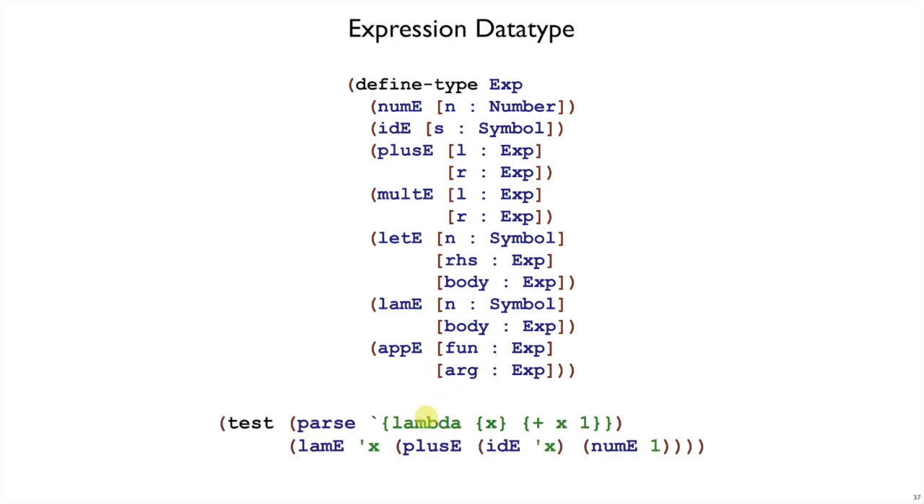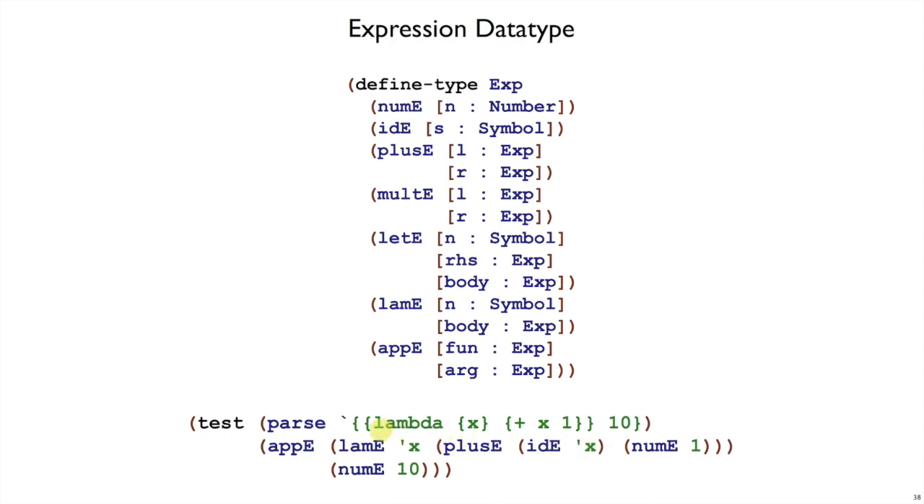For example, if we parse this curly expression as an S expression, lambda x plus x 1, then we generate a lam e, right? That outer expression is a lambda represented by a lam e. Lam e has two parts, the name of the argument as a symbol, right? Not an arbitrary expression, it always has to be a name, so we represent it with a symbol. And then an expression for the body. The expression is plus x 1, so that's a plus e with id x and num 1.